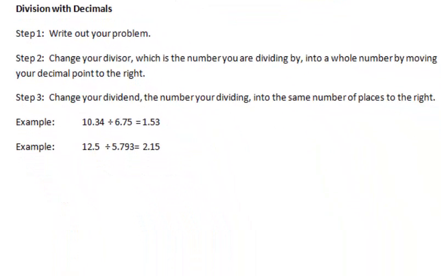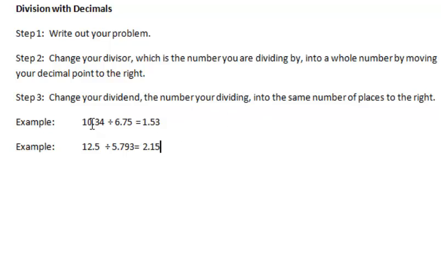What I've done here is I've posted a couple of notes on division with decimals. The first thing you want to do is write out your problem like you normally would. Then change your divisor, which is the number you're dividing by, into a whole number by moving your decimal point to the right until there's no more decimal point. Then change your dividend, which is the number you're dividing, by moving the decimal the same number of places to the right.